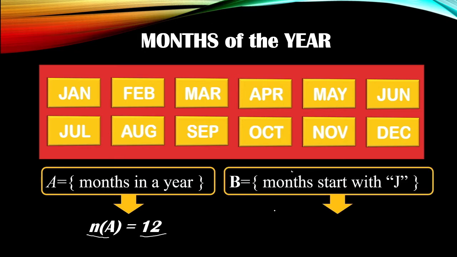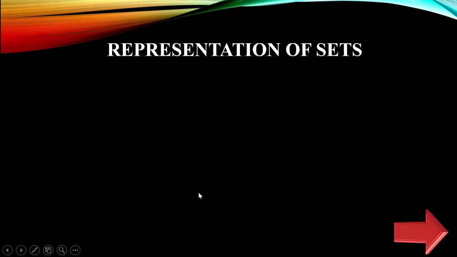Next, set B has the elements of months that start with J. How many months of the year start with J? We only have 3, which are January, June, and July. Therefore, the cardinality of set B is 3.